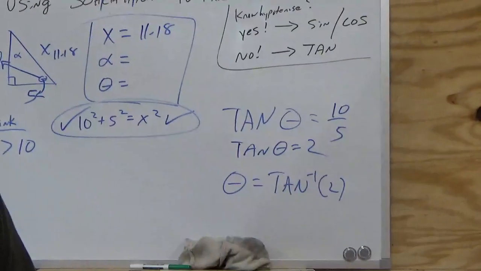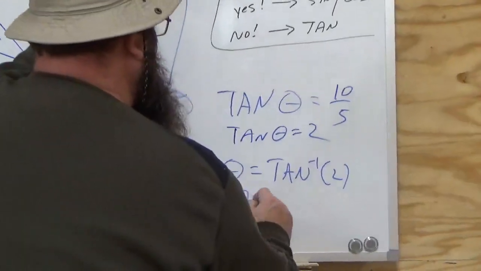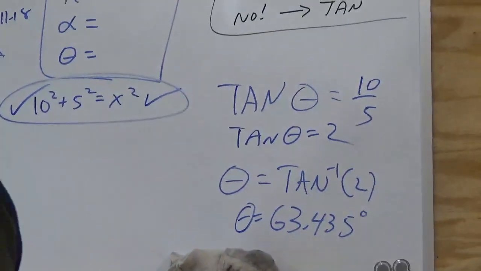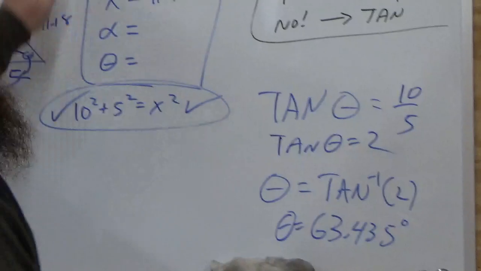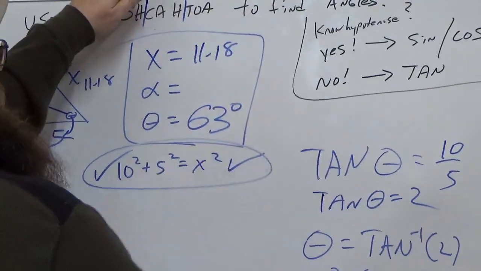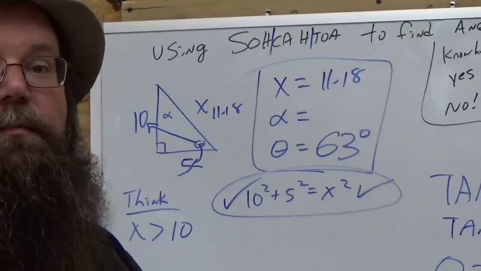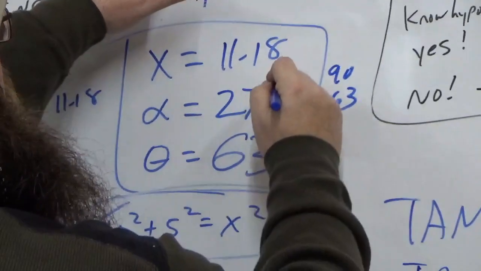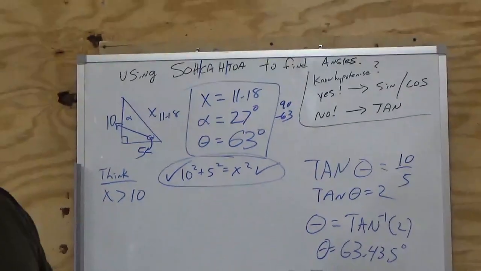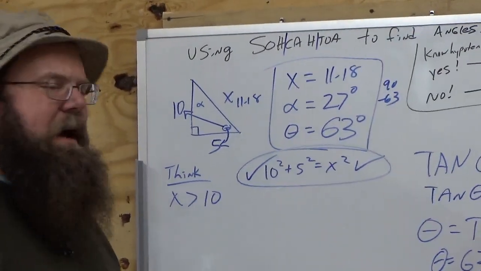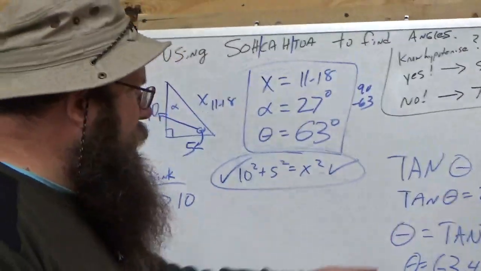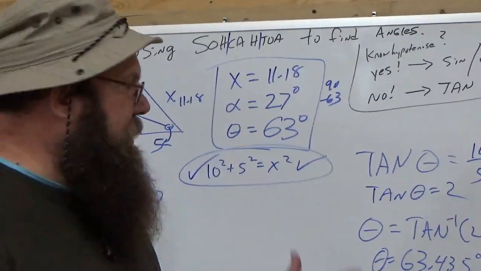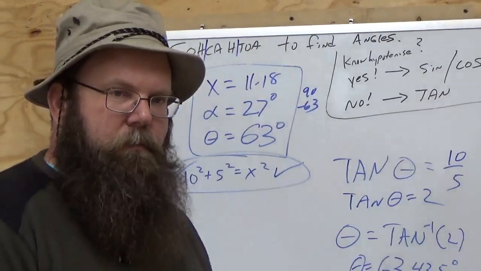Inverse tangent of 2 gives me a degree of 63.435 degrees. What do we do with the 0.435? We round it off to the nearest whole angle. That's 63 degrees for theta. How do I find alpha? I subtract it. 90 minus 63 is 27. When you first look at the find the angle problems, they look a little screwy. Writing out inverse tangent seems a little weird, but once you get the hang of them, these problems are actually easier than finding the side problems. Okay?